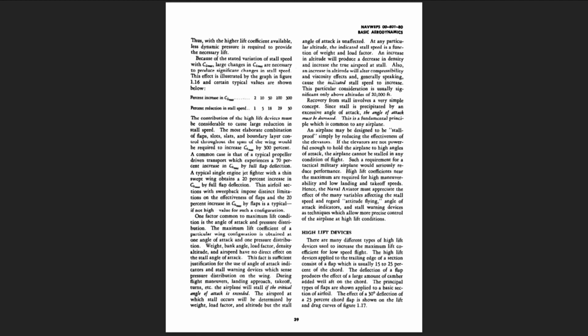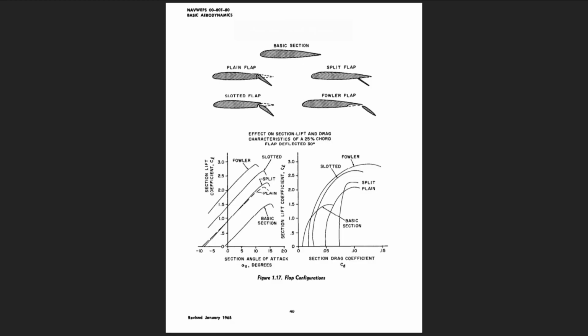There are many different types of high lift devices used to increase the maximum lift coefficient for low-speed flight. The high lift devices applied to the trailing edge of a section consist of a flap which is usually 15 to 25% of the chord. The deflection of a flap produces the effect of a large amount of camber added well aft on the chord. The principal types of flaps are shown applied to a basic section of airfoil. The effect of a 30-degree deflection of a 25% chord flap is shown on the lift and drag curves of figure 1.17.